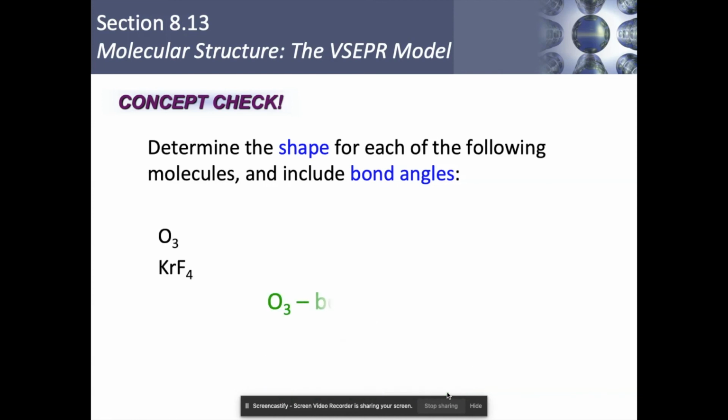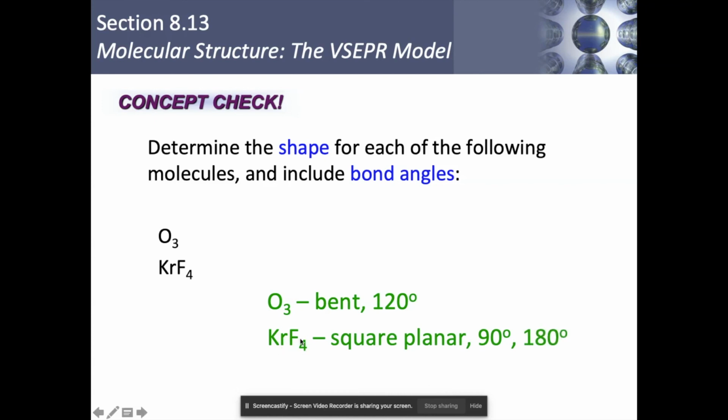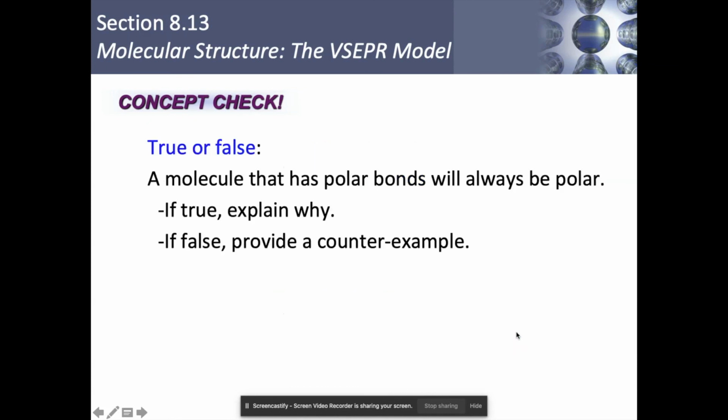O3, that's ozone, is bent with 120 degrees. Technically, it's a little less, I think, than 120 degrees. And we've got KrF4, that's square planar with a 90-degree angle and 180-degree angle, again, depending on what we're looking at conceptually.